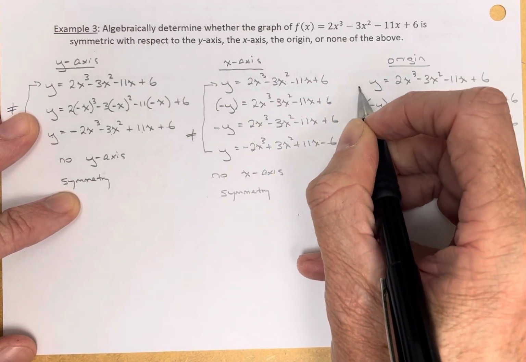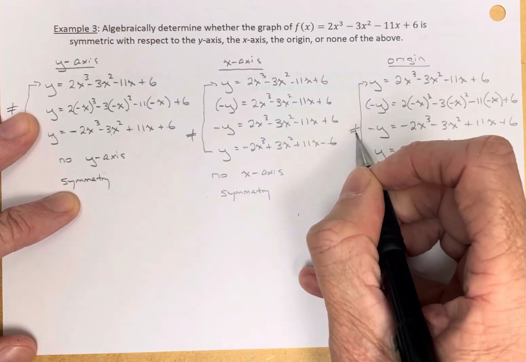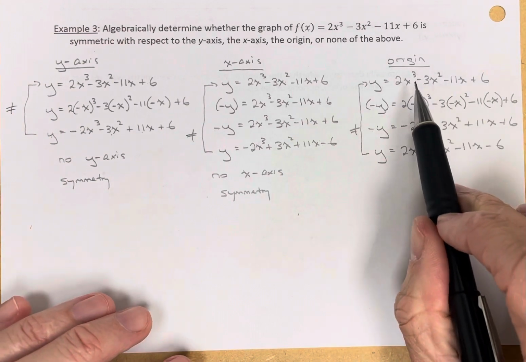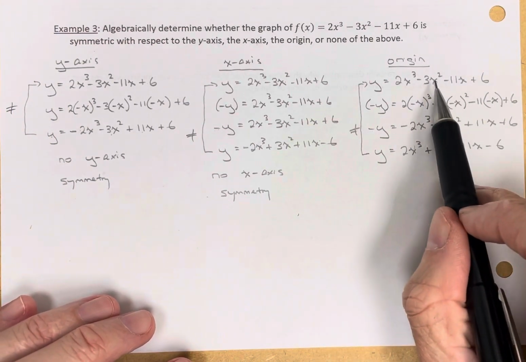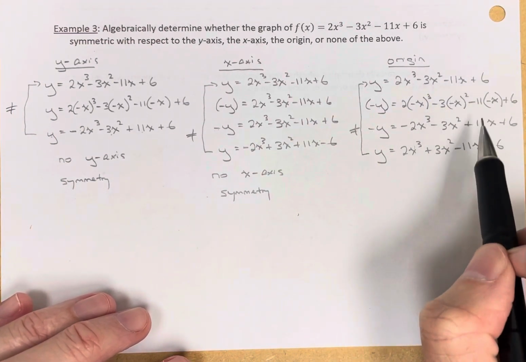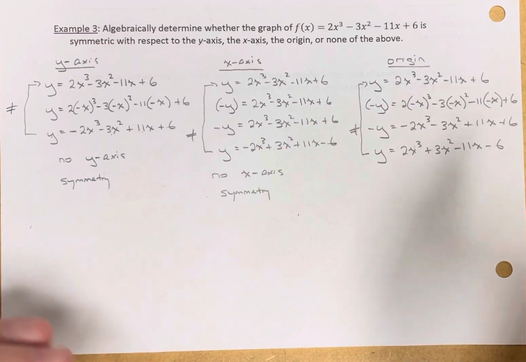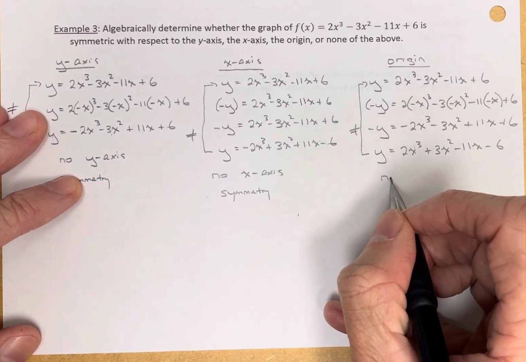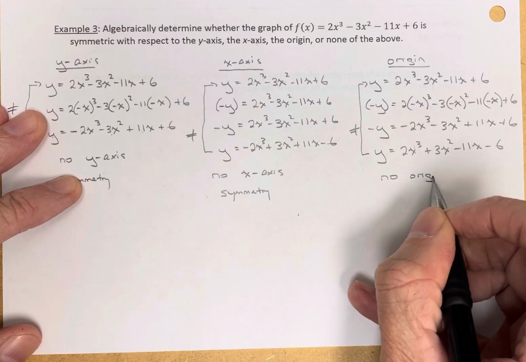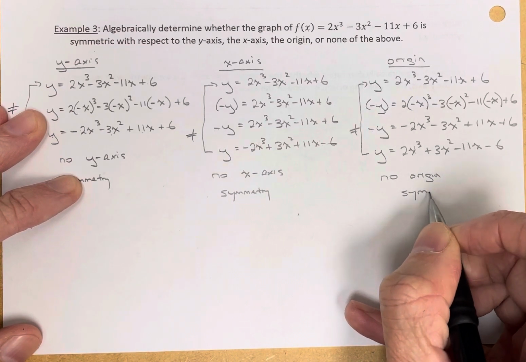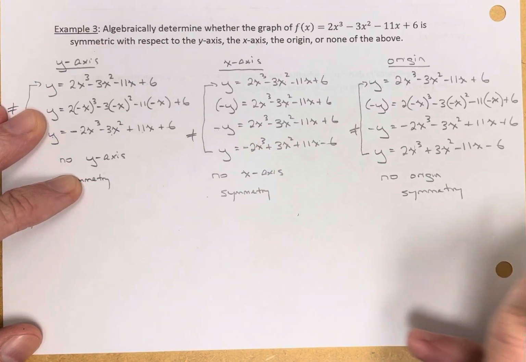And now we can compare these two, and they are not equal. The first terms are the same. The second terms are different. The third terms are the same. And the fourth terms are different. So no origin symmetry. So this graph has no symmetry at all.